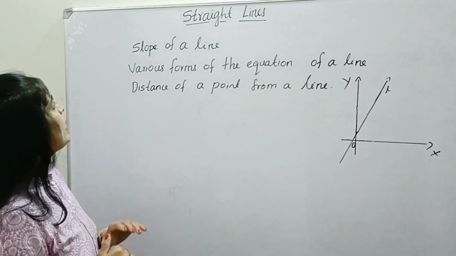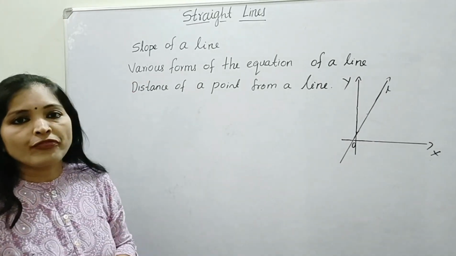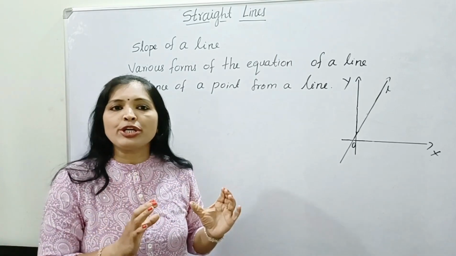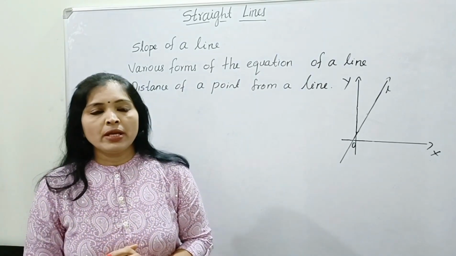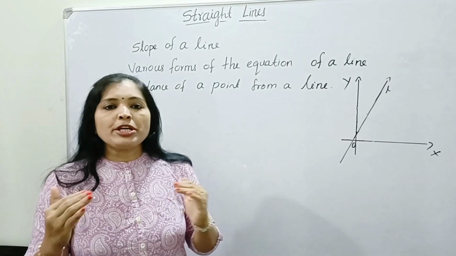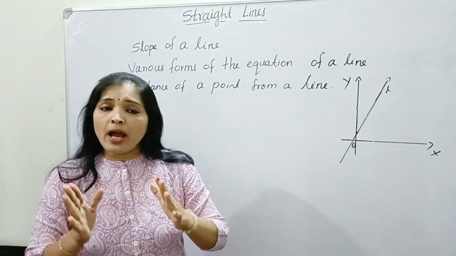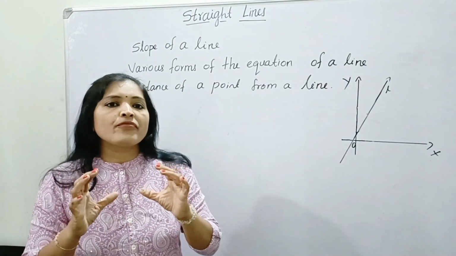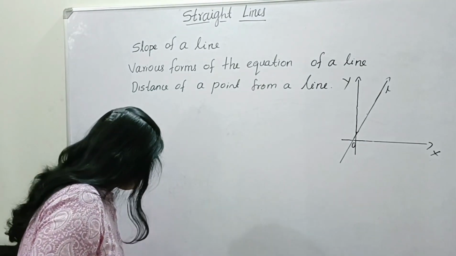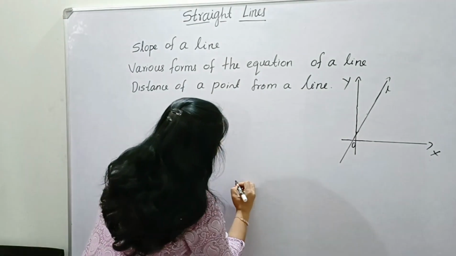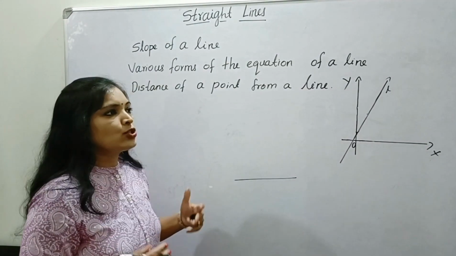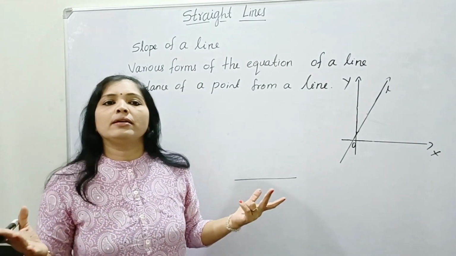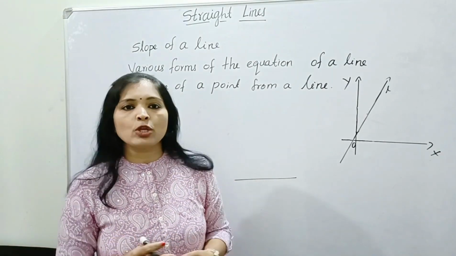Now let us go through the first topic, that is the slope of a line. So what is a slope? Slope is nothing but the measure of steepness of a line. It is like measuring how quickly a hill goes up or down. For example, if a road is exactly horizontal, as we usually say the road is straight, there is no slope, that is, the slope is 0, right?